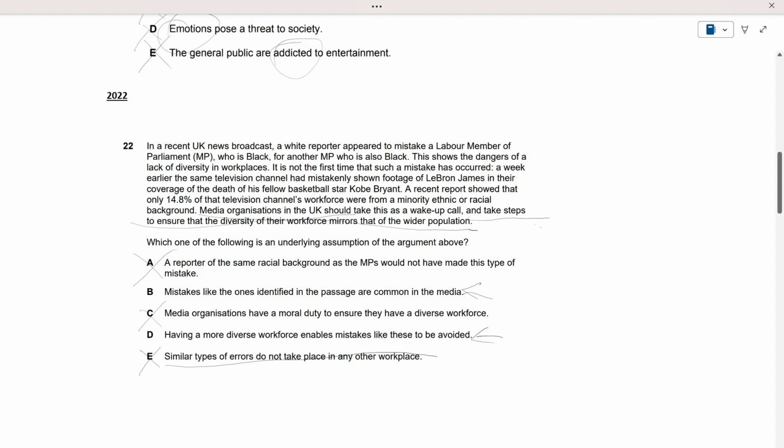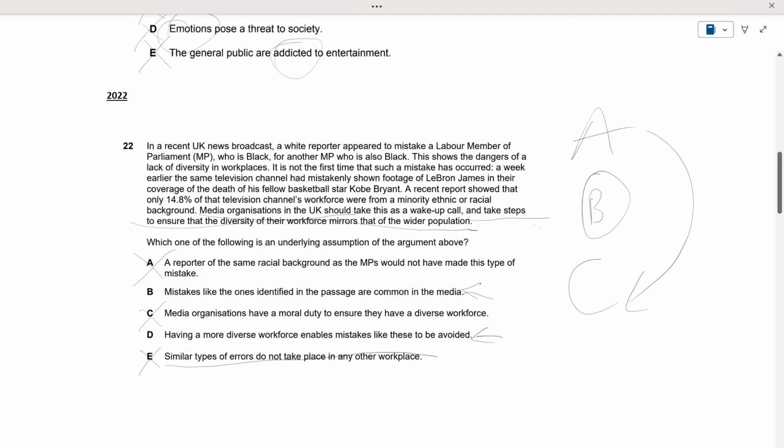let's try and fit it in the passage here. So we'll go from here. A recent report showed that only 40.8% of television channels' workforce were from a minority ethnic or racial background. Mistakes like the ones identified in the passage are common in the media. Therefore, media organisations should take this as a wake-up call. It's probably less good than D, because D is directly linked to the passage. It could directly put itself in the passage and strengthen it. We've gone from premise A to conclusion C, and we've missed out statement B, which is this statement here.